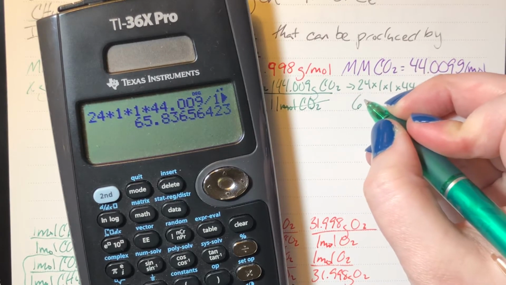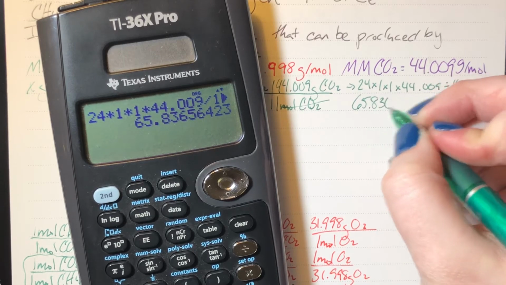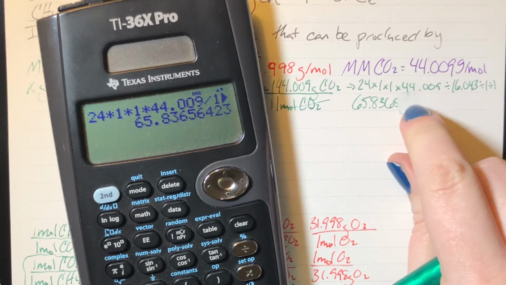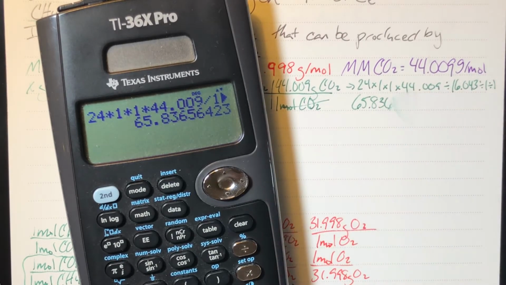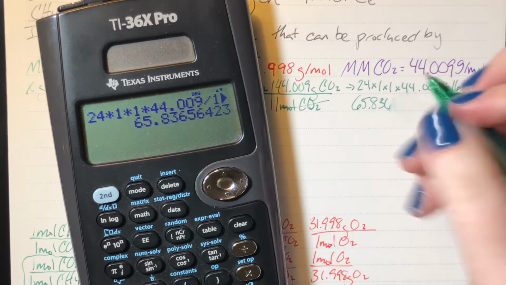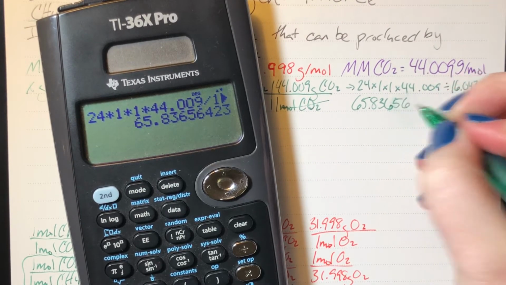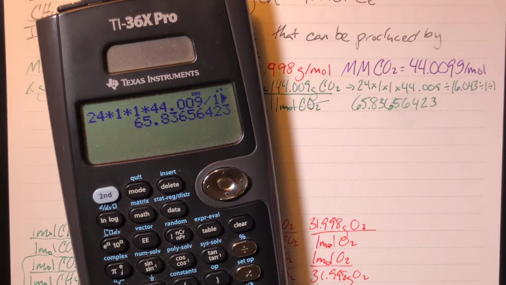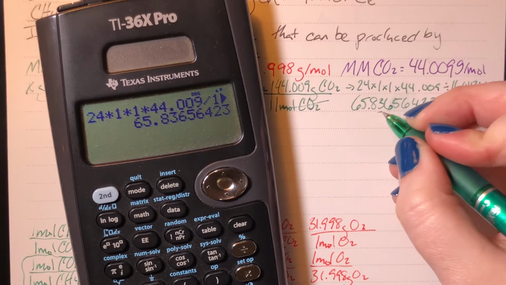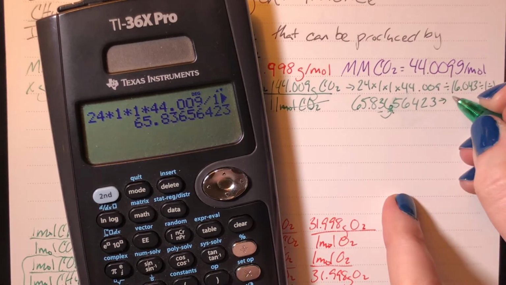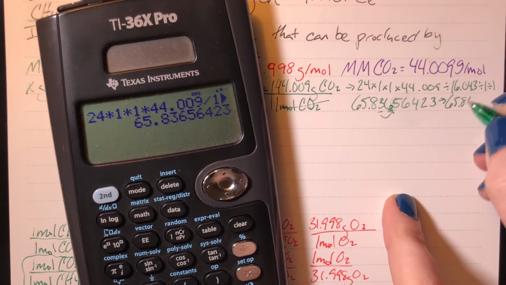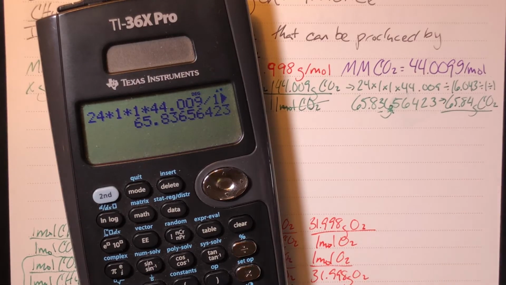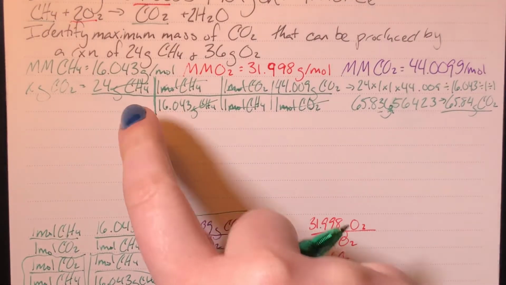And the number that I got out of that was 65.83656423. And I'm going to go ahead and round to that second decimal place. So that would be 65.84 grams of that carbon dioxide. That would be my answer that I could produce based off of the mass of methane.